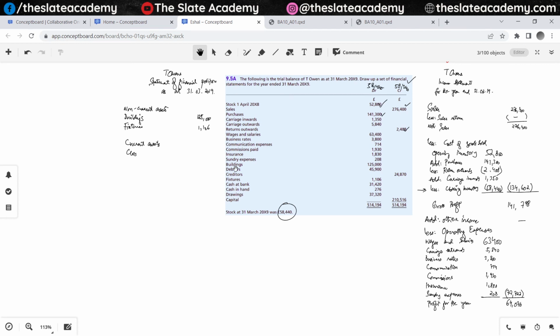Closing inventory. Excellent. How much is closing inventory? The one we wrote here: 58,440. And then after that we'll write debtors. How much are debtors? 45,900. Then cash at bank and then cash in hand. How much is cash at bank? 31,420. And how much is cash in hand? 276.